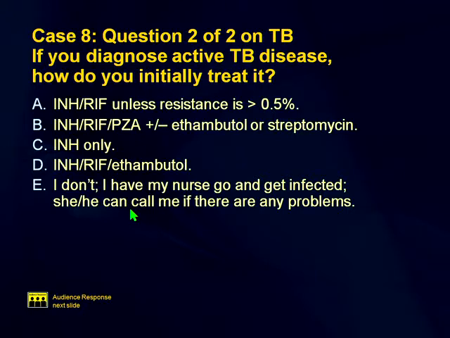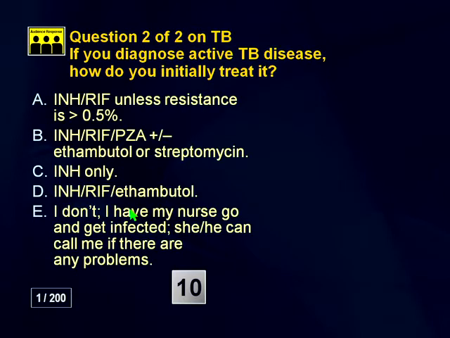Good. So the second question is, if you diagnose active TB disease, which is what we did not do in that case, but let's say we did diagnose active TB in her, how do you initially treat it? Do we give her INH and rifampin unless resistance is greater than 0.5%? We give her INH, rifampin, PZA, plus or minus ethambutol or streptomycin. Do we give her INH only? Do we give INH, rifampin, and ethambutol? Or I just have my nurse go, and she can call me if there's any problems. Okay, what do y'all want to do?